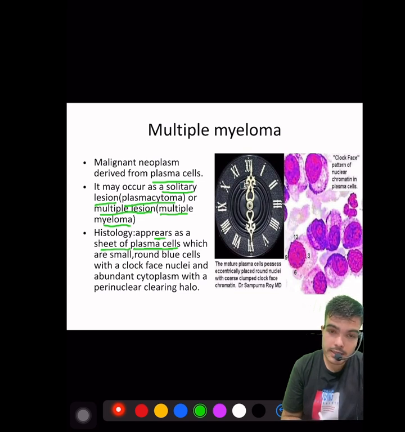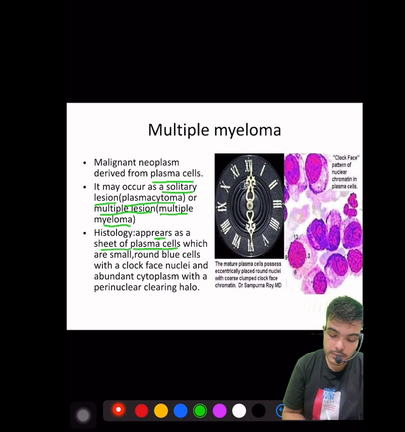So what are the plasma cells? They are the cells which are derived from B cells, and they produce antibodies, right? So sheets of plasma cells, which are small round blue cells. See here, round small blue cells with a clock face nuclei. So you can see here, this nucleus looks like a clock face.